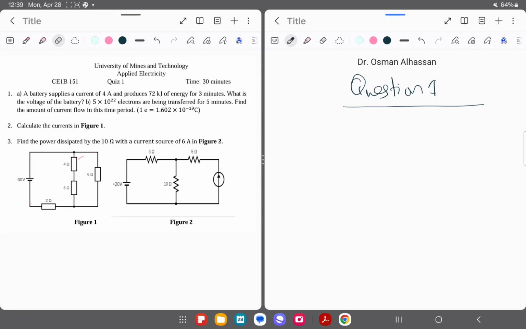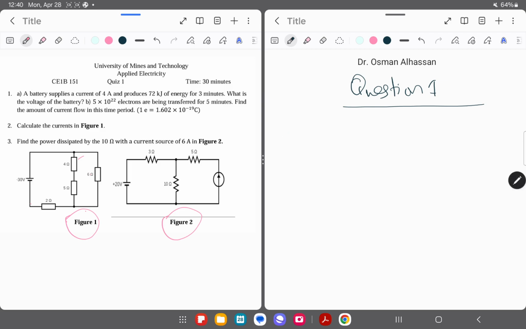Now question 2 here, you are to calculate the current in figure 1. So we have figure 1 here, and then we have question 3. You have to find the power dissipated by the 10 ohms resistor. So when it comes to question 2, I'm going to be solving it using the branch current method, and then question 3 I'll be using the mesh analysis method, right? So let's start with question 1 here.